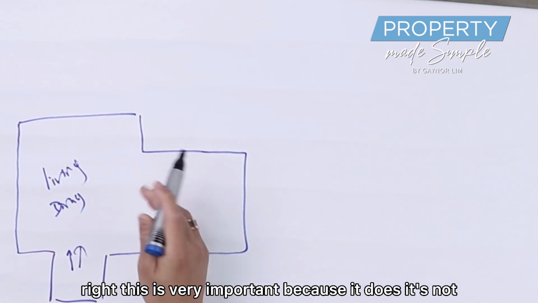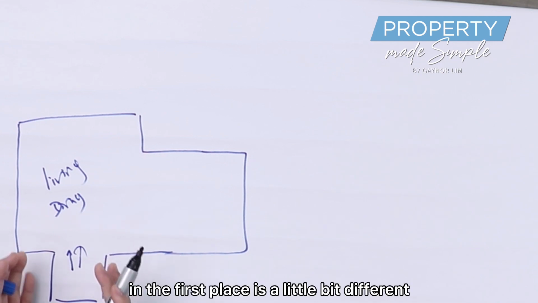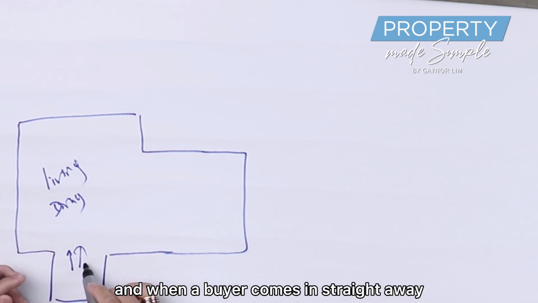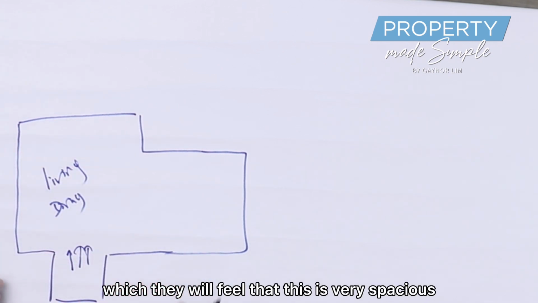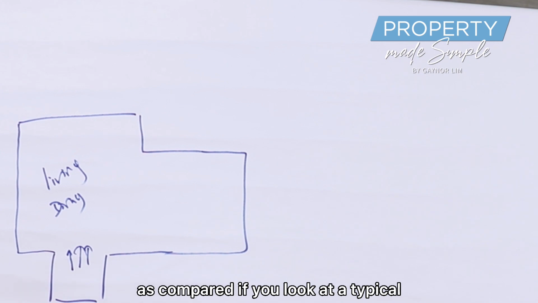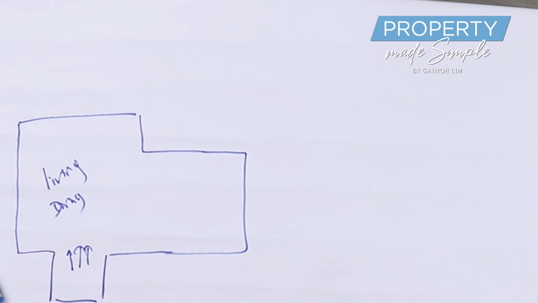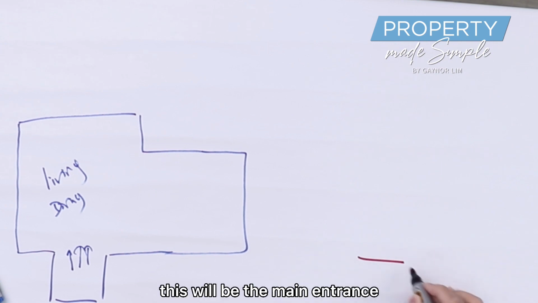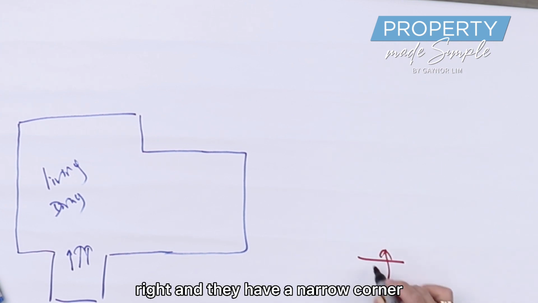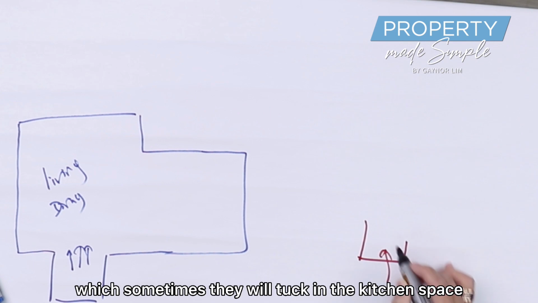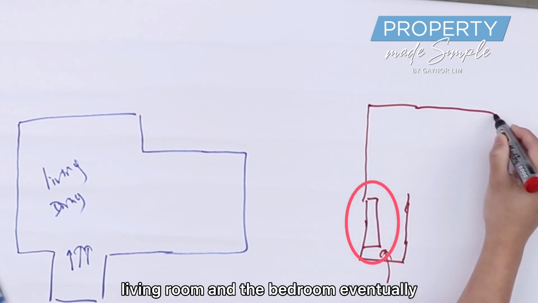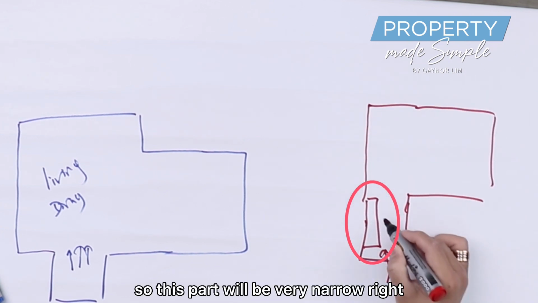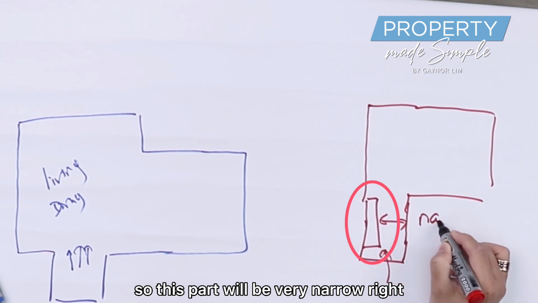This is very important because when a buyer comes in, straight away they can see the entire living and dining area, and they will feel that this is very spacious. As compared, if you look at a typical one-bedroom property investment, generally the layout would be, this would be the main entrance, right? And they have a narrow corner, which sometimes they will tuck the kitchen space into, and then followed by they go to a living room and the bedroom eventually. So this part will be very narrow, right?